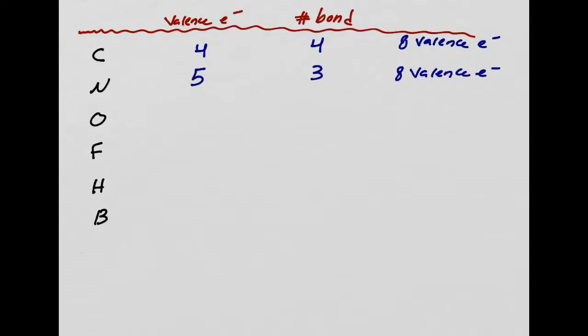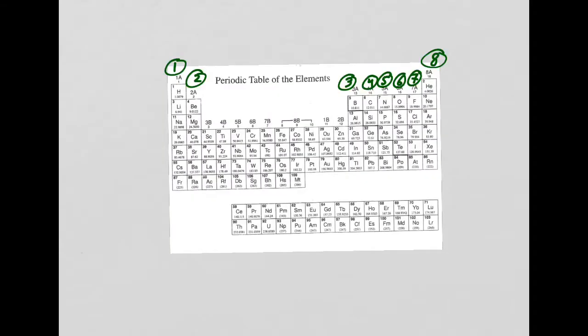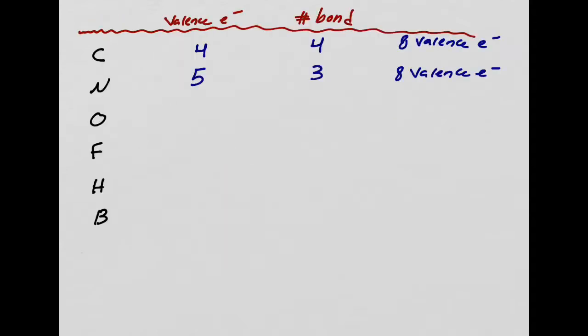Oxygen. How many valence electrons? Look at the periodic table. Right here, oxygen has 6 valence electrons. How many bonds would it make? It would make 2 bonds, so it would end up having 8 valence electrons. Again, each bond gives you another one. So you form 2 bonds and end up with 8 valence electrons. How about fluorine? Fluorine has 7 valence electrons. It needs 1 more, so it makes 1 bond to have 8 valence electrons.